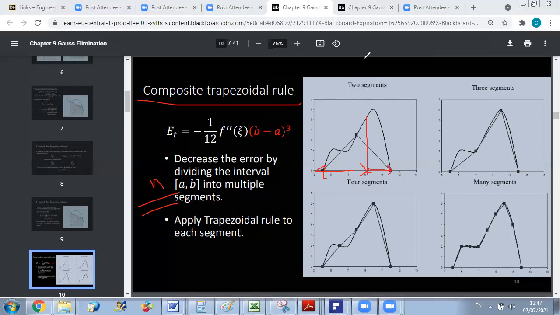Okay, so first, let's say I want to enhance the accuracy of the trapezoidal rule. I will use the composite trapezoidal rule. The first possibility is to use 2 segments. So I will take a point in between. Then this will be my first linear segment, and this is my second one.